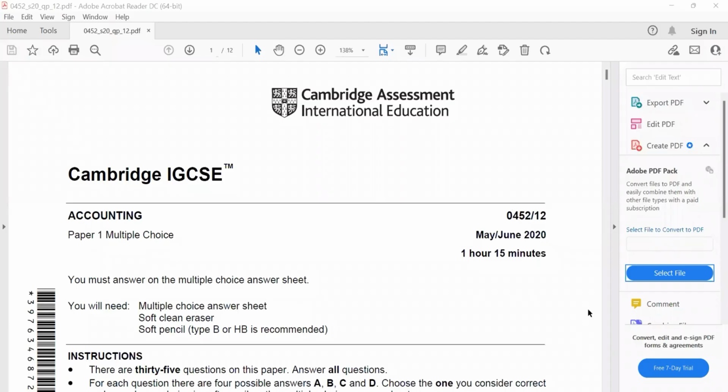Hi, we continue with paper 1. This is paper 12, May-June 2020 for the IGCSE accounting.